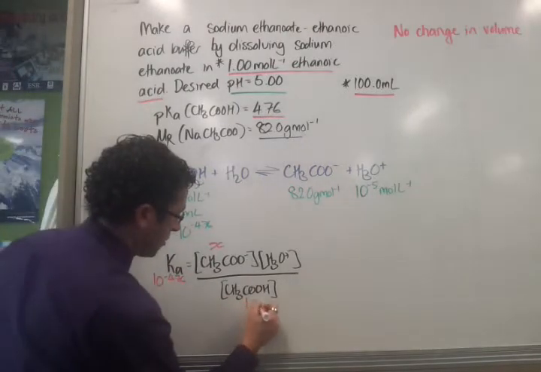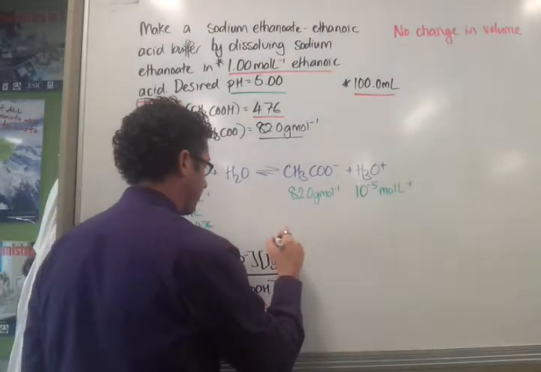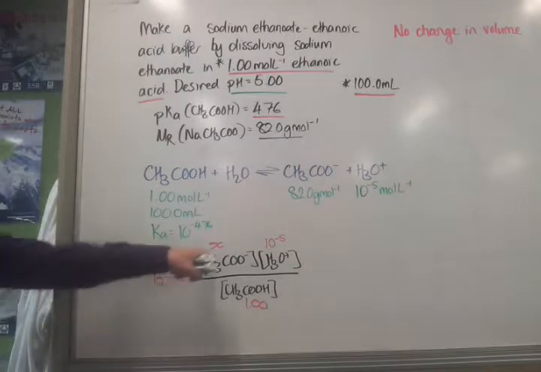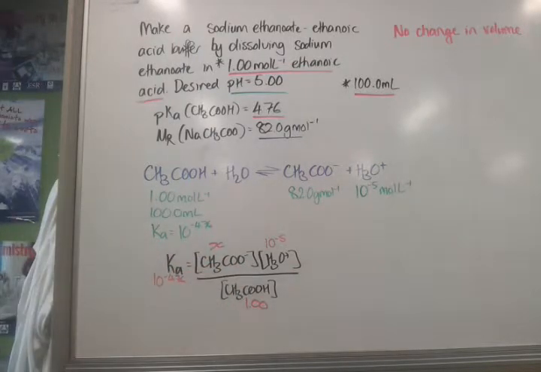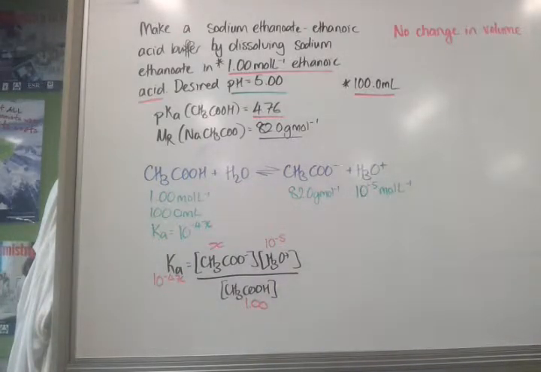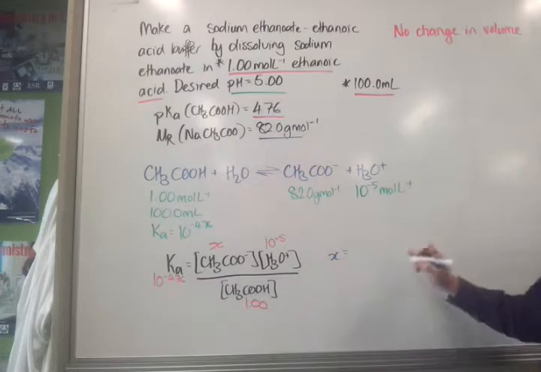This is 1.00, and this is 10 to the negative 5. So I've actually only got one unknown in my whole equation. So I can redo this equation to make x, or ethanoate concentration, the subject. So let's do that. I'm going to call it x just because I'm running out of board space.